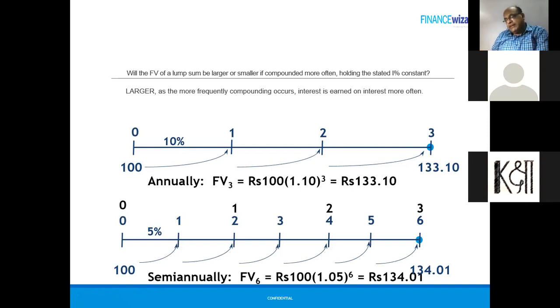While for the semi-annual, instead of 10% per annum, you get 5% every semi-annum, meaning semi-annually, every 6 months. So you will have 134.01. That's why frequency of compounding is important, and that must not be ignored at the time of calculation.